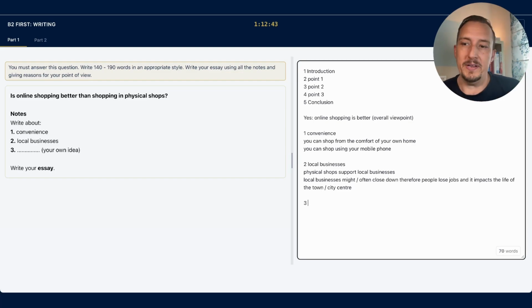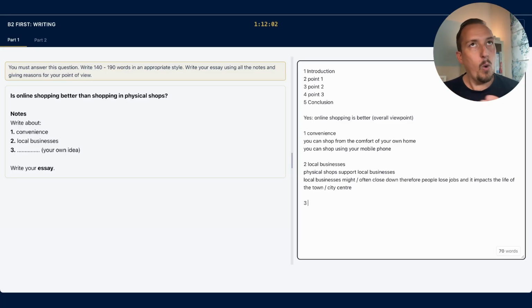So what about the third point then? Well, first of all, we need to come up with something. The other benefit of answering the question first in your mind or in your notes is that you can now come up with an idea. I think it would be good here to come up with another idea that supports our overall viewpoint. If what we're saying in this essay is yes, online shopping is better, we've got one point that supports that with convenience. We've got another point that shows the other side of the argument with local businesses. And now we want to bring in a point that also supports it, right? So we've got the balance more towards yes, online shopping is better.